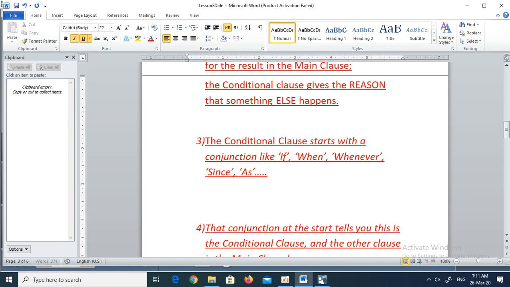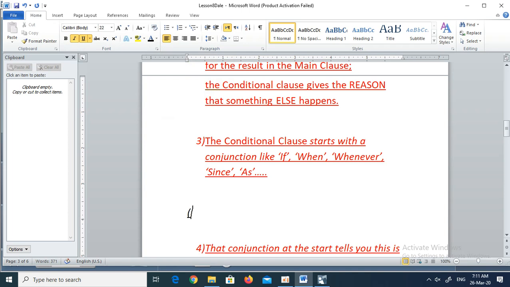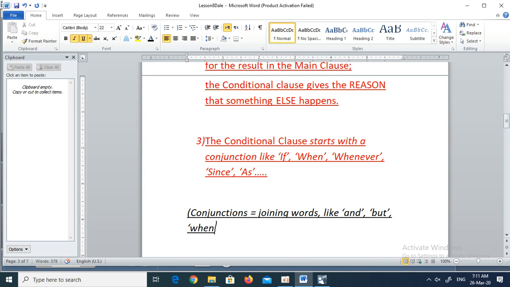All right, if you don't remember what a conjunction is, let me just remind you. Conjunctions are joining words like and, but. Words that join two or more other words or two or more other clauses, those are conjunctions. The conjunctions that we use in conditional clauses, however, aren't words like and or but.